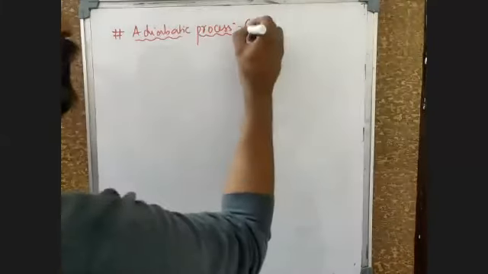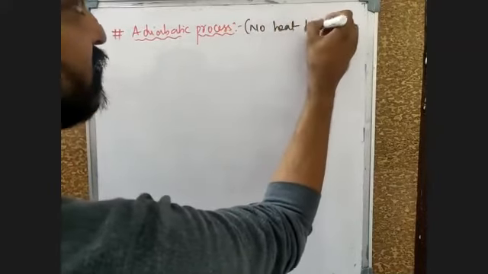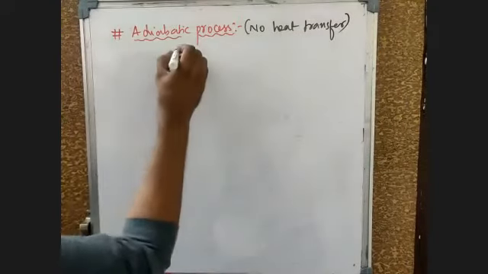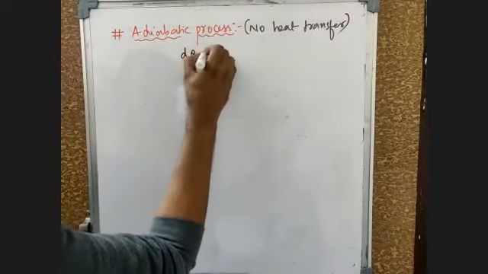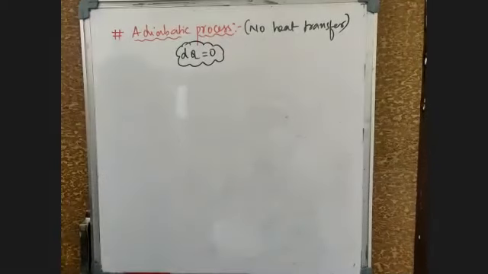Come to the next topic, beta. Adiabatic process. Adiabatic process means what, beta? No heat transfer. Okay, in an adiabatic process there is no heat transfer. If I'm applying the first law of thermodynamics right now, for a no heat transfer process dQ will become how much, beta? dQ is equal to 0.